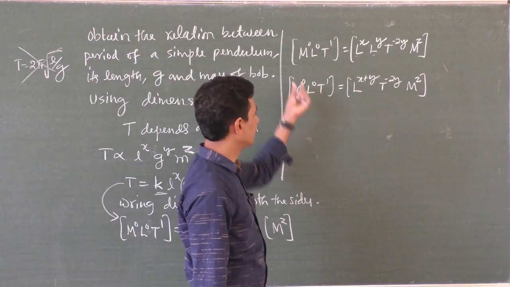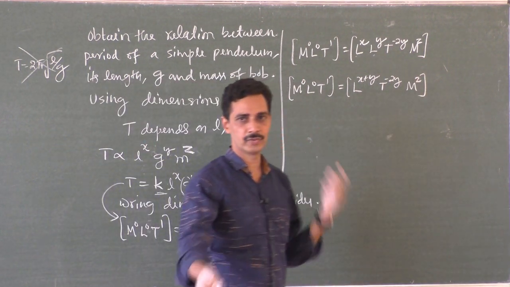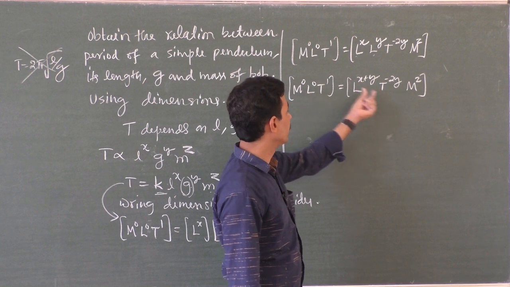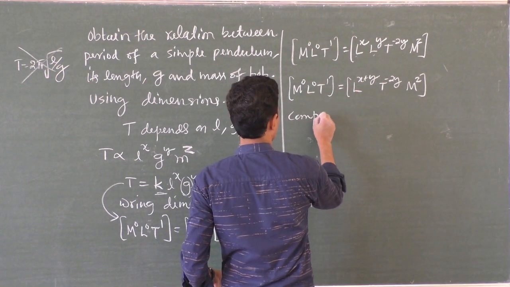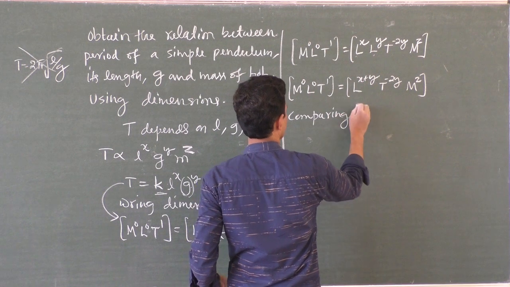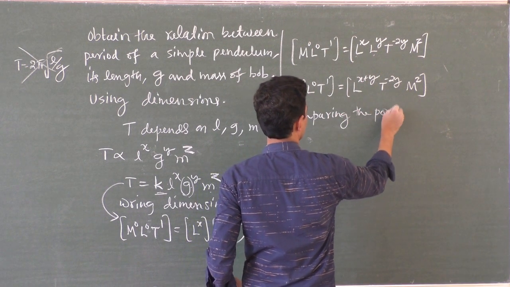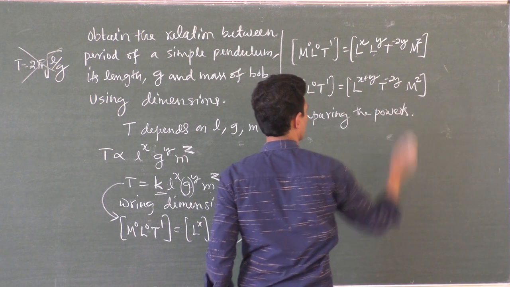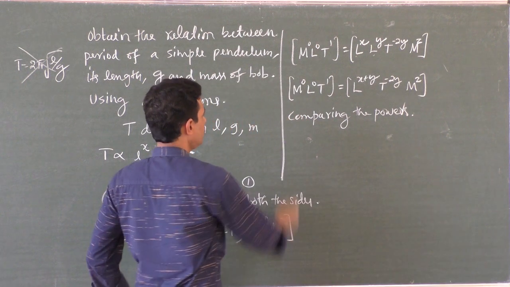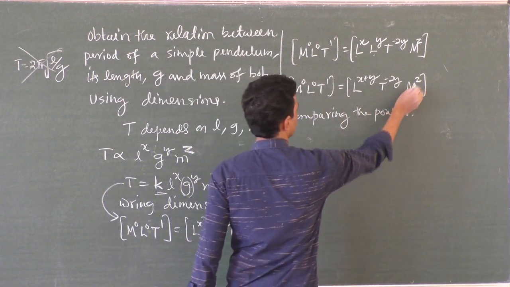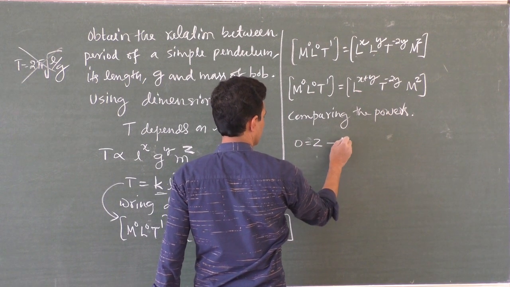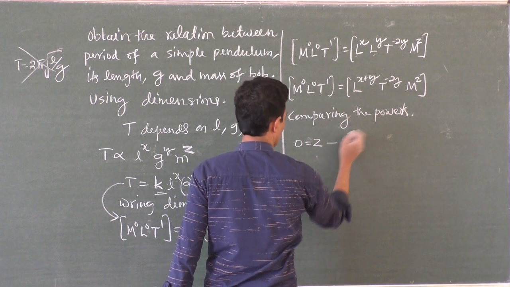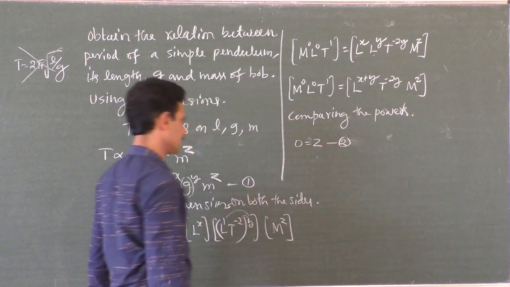What power does M have here and what power does M have here? Compare that. What power does L have here, what power does L have here, and T here, T here. So comparing the powers on both sides, what will you get? M to the power 0 is equal to M to the power z. So 0 is equal to z. That is one answer. Okay, equation 2: 0 is equal to z.